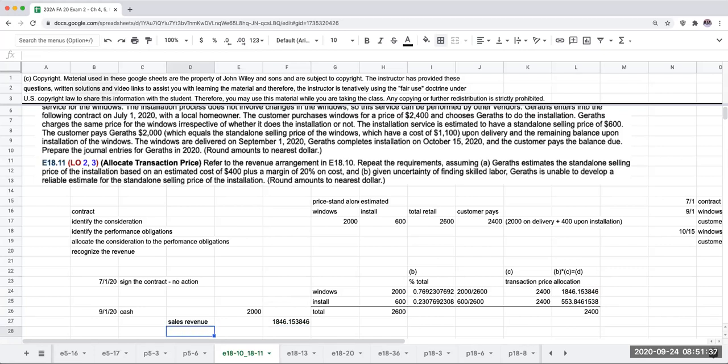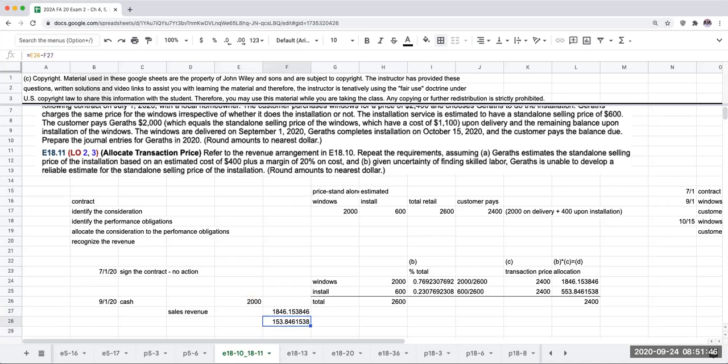Now, my other issue here is I've got this little amount left over, okay? So to balance, I need right over here 153. So in this case, the customer is really paying me more than what I'm recognizing. So this is going to be unearned revenue. Okay, so there we go.